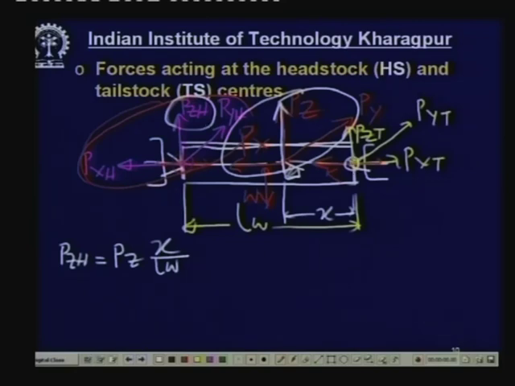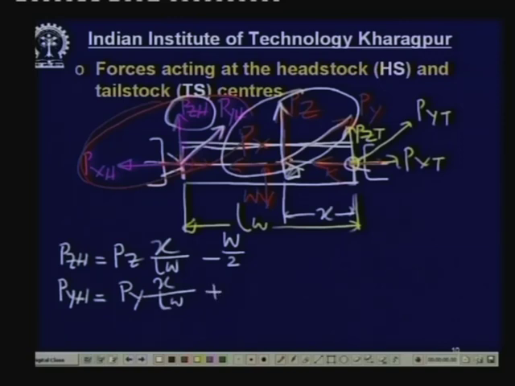So, PZ into x is the moment, divided by this distance. Now, there will be another force, this W. This W will be distributed, suppose, equally on the headstock and tailstock center, and this will act in the downward direction. So, this will be minus W by 2. Similarly, PYH is similar to PZH: this PY multiplied by x, the moment arm, divided by the total length LW.